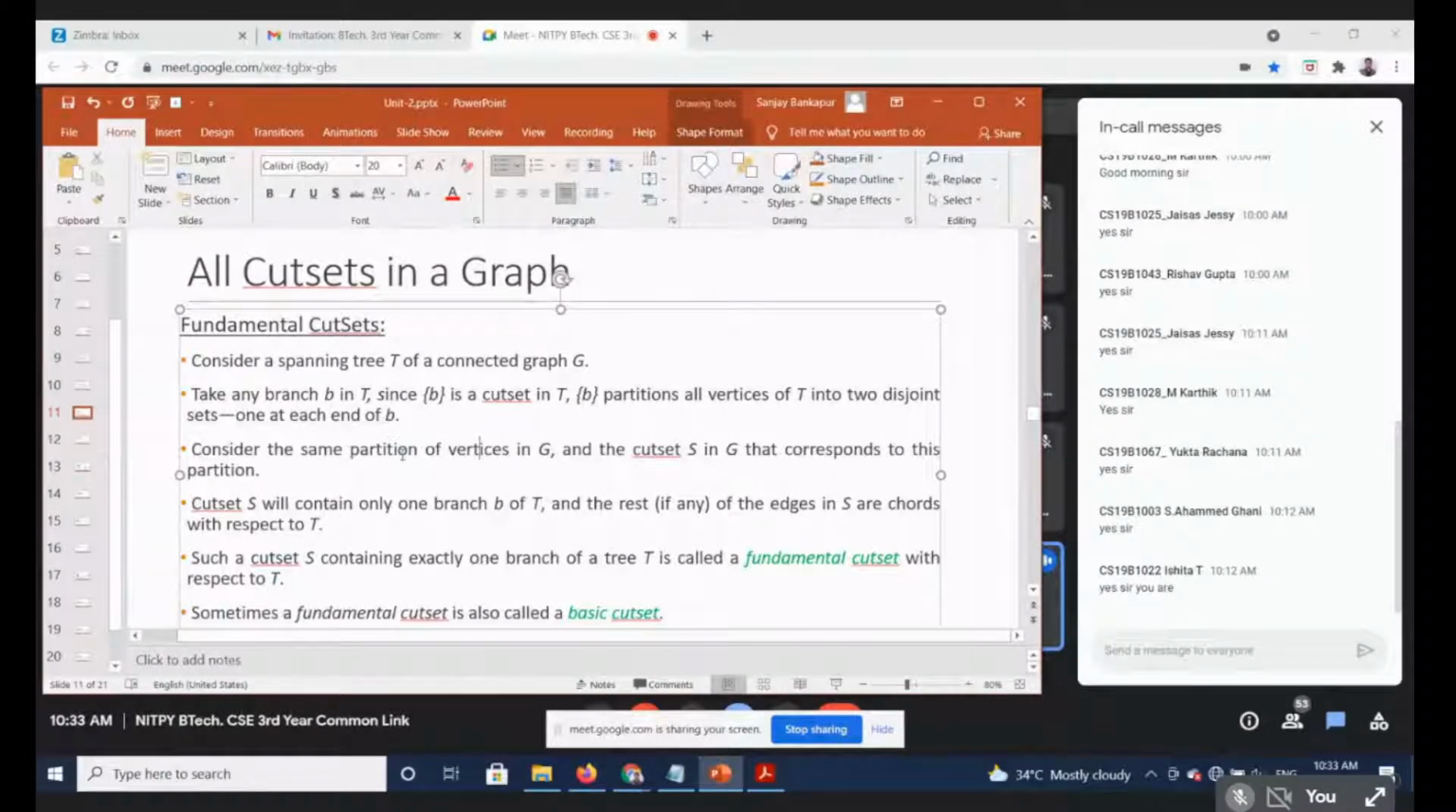Consider the same partition of vertices in G now. Okay, so the branch is removed, but consider the vertices with respect to G, and the cut set S in G that corresponds to this partition. So there is a tree, there is a graph, and we identify a spanning tree, and now a cut set such that there is one branch in that.